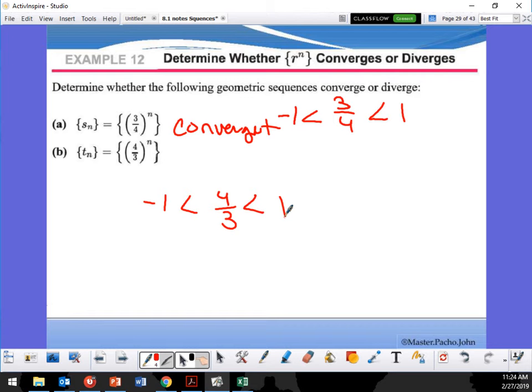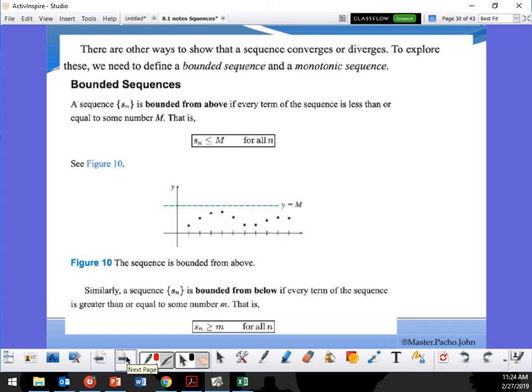Yes. Convergent? No. Okay, now for the people that are not very good at math, I would multiply both sides by 3, right? So this would be -3 less than 4, and that would be 3. Is that true? No. Okay. So just because some people have, fractions are not their friends.